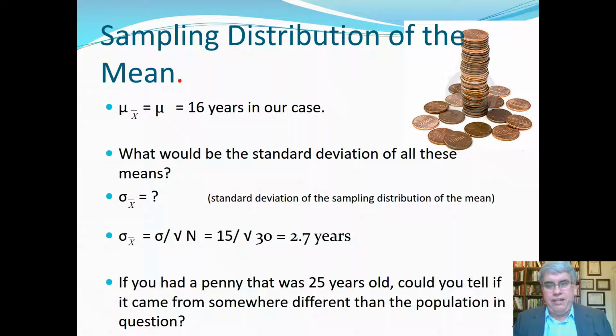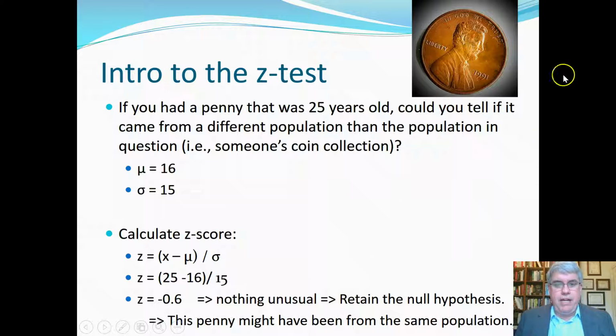Could you say, oh, that's not a normal penny? That doesn't come from the regular pennies in circulation. Or would you say, oh, that's not too far from the mean, especially given that we have a standard deviation of 15? If we had a penny that was 25 years old, could you tell if it came from a different population than the population in question, rather than being just a coin in circulation? Is this something that was probably stolen from someone's coin collection?